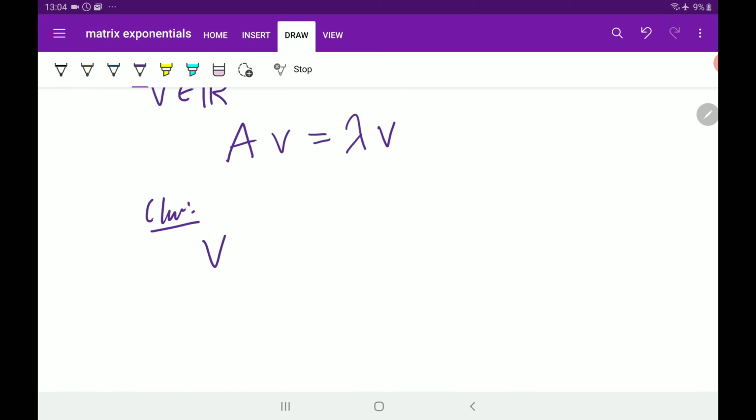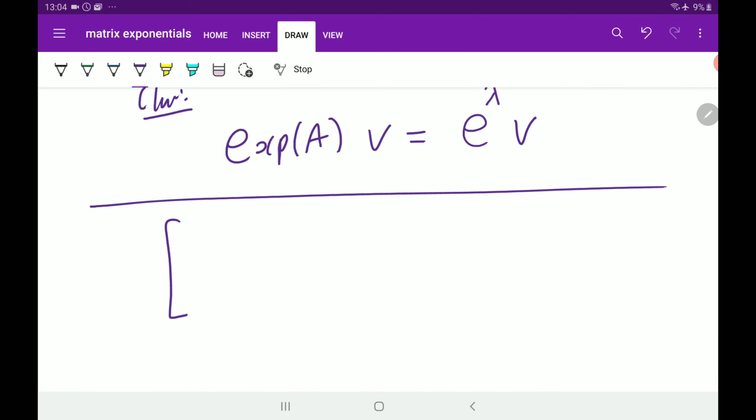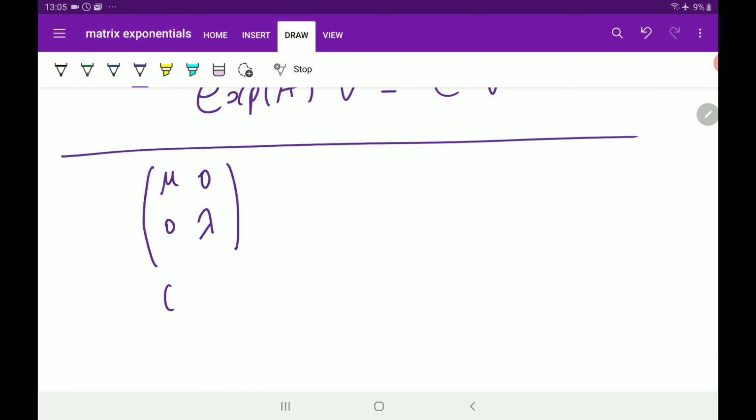v is also an eigenvector of e^A, and its eigenvalue is e^lambda. Okay? You can see this very clearly if you just look at a diagonal matrix again. So when we looked at mu, 0, 0, lambda, then we see that (1,0) and (0,1) are eigenvectors, and the exponential of this matrix, well, since it's still diagonal, (1,0) and (0,1) are still eigenvectors, but the eigenvalues are now e to that.